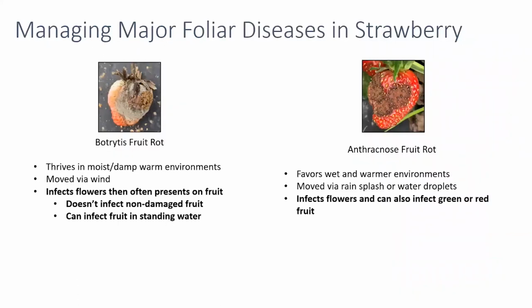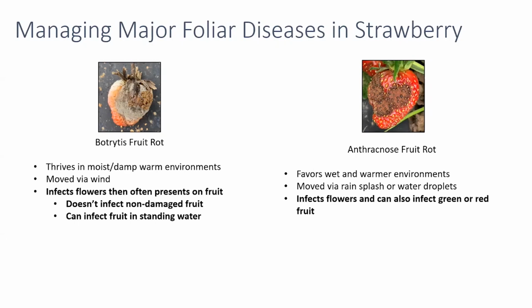So let's look at these two diseases. Botrytis fruit rot or gray mold, that's over here on the left. We know it thrives in moist, damp, or warm environments. So basically, once your strawberries are happy enough to flower, botrytis is probably happy enough to start infecting the flowers. It's moved via the wind. That's important because we've always got a little bit of wind. It can actually burst and release some of its spores, and so it's moved very easily in our production systems.